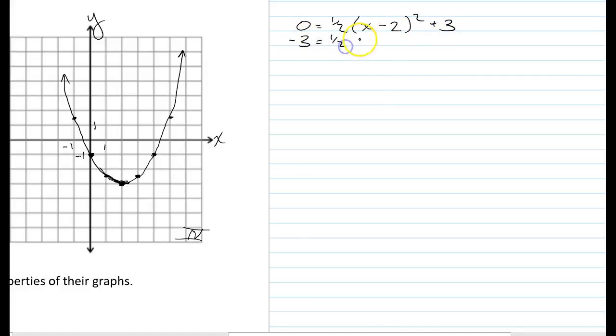So I'm going to move that 3 over. -3 equals a half (x minus 2) squared. I'm going to multiply by 2, because 2 halves makes a whole, so cancel that out. But I do that on both sides. And I've got (x minus 2) squared equals -6. Now I'm going to take the square root of this. Can I do that? No. What's the problem here? I've made a mistake. And so I'm going to have to fix it.